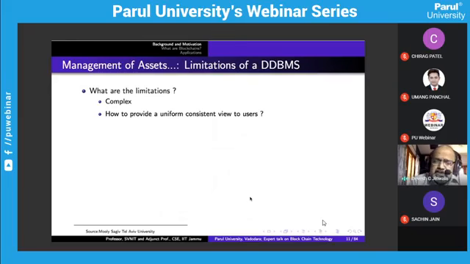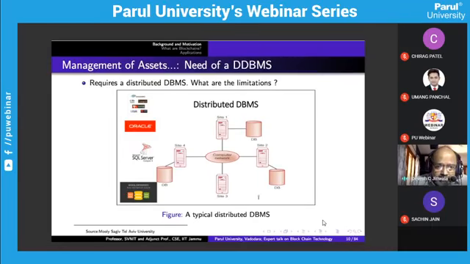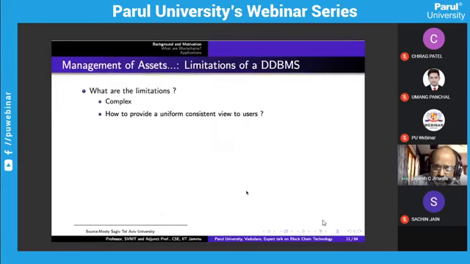Whenever we have a distributed database of the kind which we are talking about, it also brings in similar kinds of issues which we saw earlier. It's complex. How to provide a uniform, consistent view of the database? These databases are distributed, so how does the mechanism which is built around it ensure a uniform view of the database to all the parties? That is not easy. Complex algorithms are required there. It's expensive, as we saw earlier.